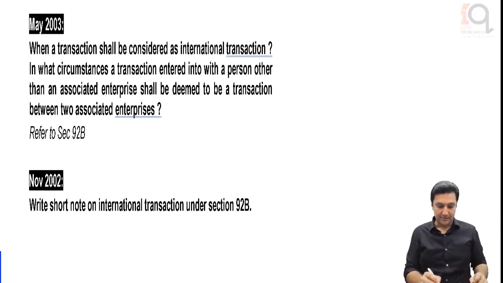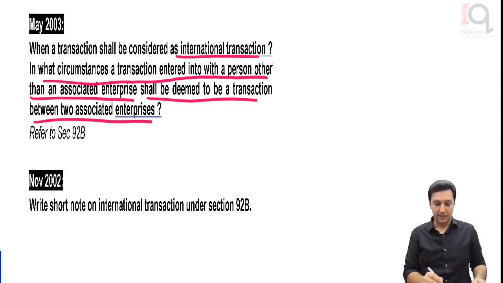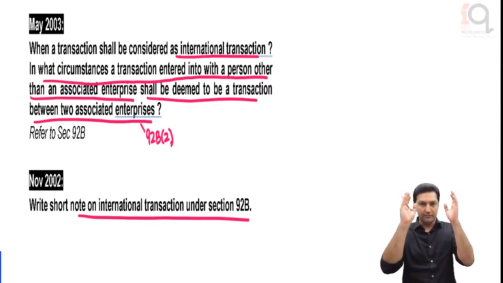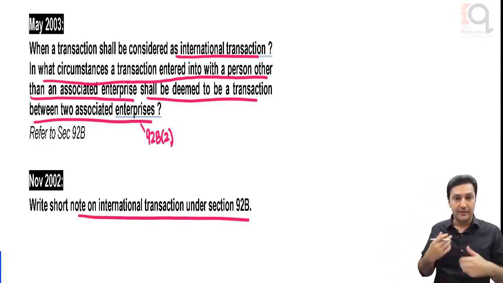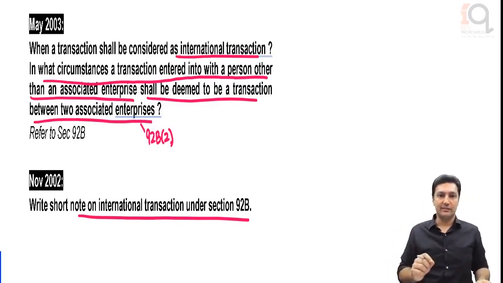When a transaction shall be considered as an international transaction. In what circumstances a transaction entered into with a person other than an associated enterprise shall be deemed to be a transaction between two associated enterprises. This of course we know is 92B2. Write short note on international transactions. So these are questions that were asked when this chapter was introduced. Nowadays what we are looking at is more questions on the calculation of the arm's length price, which is what we are going to be doing in the next topic.